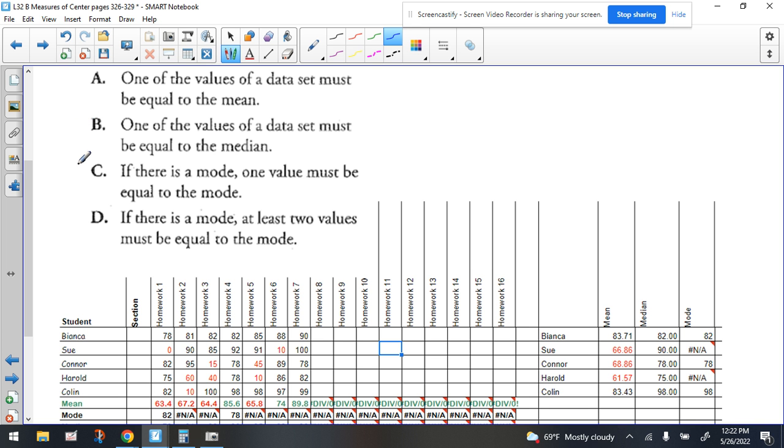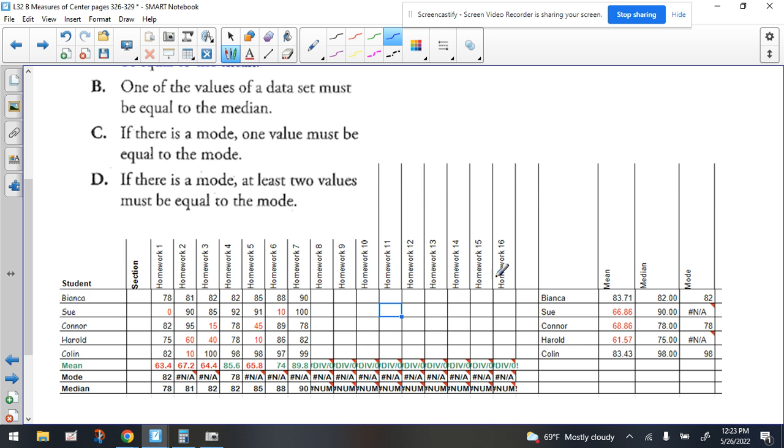Let's look at choice C. If there is a mode, one value must be equal to the mode. In Bianca's case, she has two values that are an 82, and that's the number that occurred most often. So is that true? If there is a mode, which there was in Bianca's case, one value must be equal to the mode. So we have one value being equal to the mode.